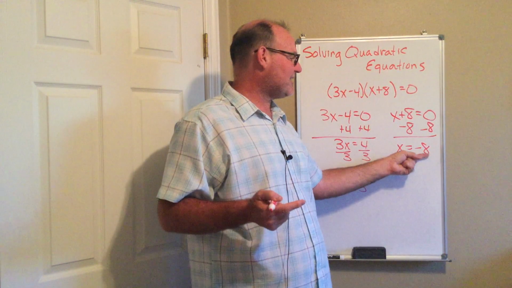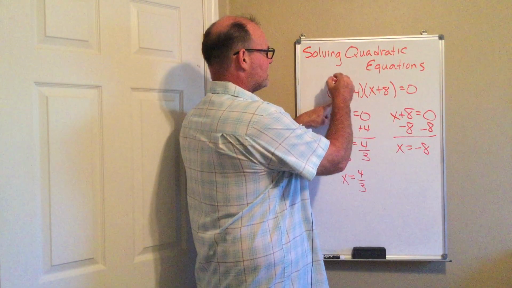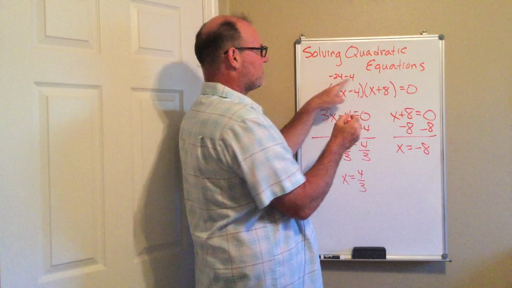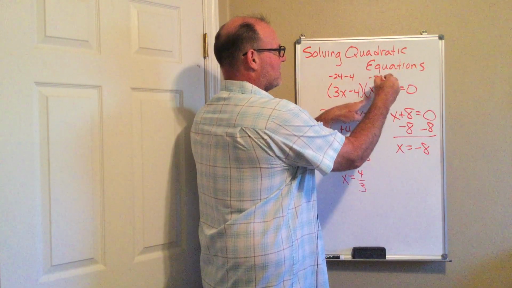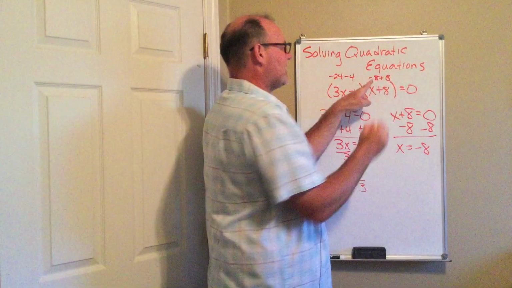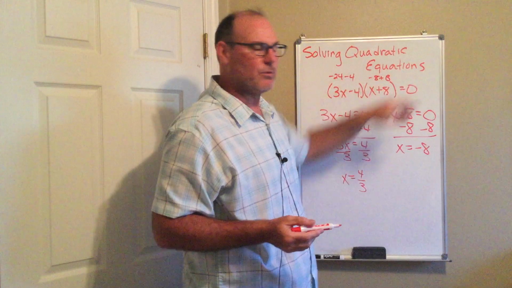For instance, when I take the negative 8 and I plug the negative 8 in, 3 times negative 8 is negative 24, minus 4, that's negative 28. Negative 8 plus 8 is 0. Oops. Negative 8 plus 8 is 0. So I have negative 28 times 0 equals 0.